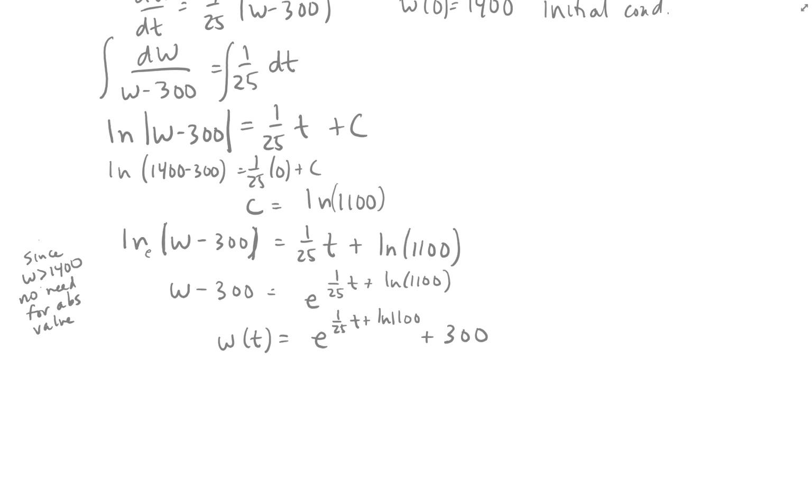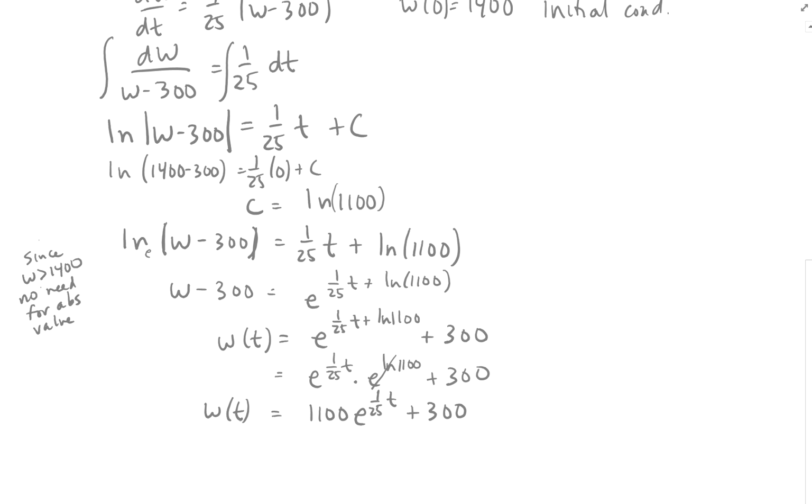Now there are some ways that I can simplify this. I think you're okay doing this, but let's simplify some more. I'm just going to show you this, but if you left it like that, I'm sure you're fine. This is e to the 1 over 25t times e to the natural log of 1100 plus 300. And e to the natural log of 1100, those are inverses, they cancel each other, so you're left with 1100 e to the 1 over 25t plus 300. That's my function that I started with.